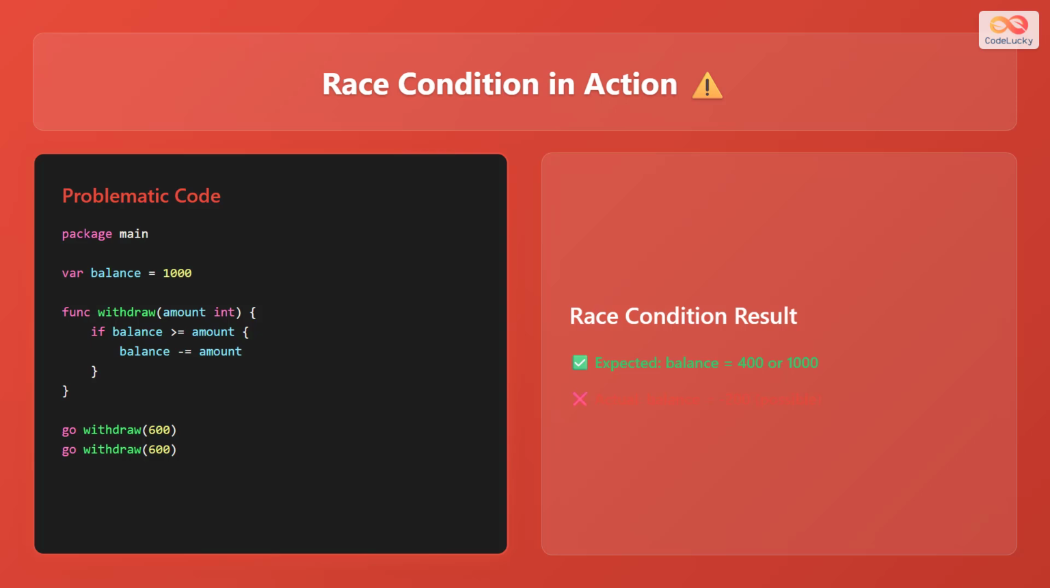Here is a demonstration of a race condition. Suppose you have a bank balance initialized to 1,000. A withdraw function checks if the balance is greater than or equal to the amount to withdraw. If it is, it subtracts the amount from the balance. Now, imagine that two Go routines call the withdraw function at the same time, both trying to withdraw 600. The expected outcome is either the balance is 400 or the balance is 1,000, depending on which withdrawal happens first. But, due to the race condition, the actual balance could be negative 200. This happens because both Go routines might see the balance as 1,000, and both subtract 600, leading to an incorrect final balance.